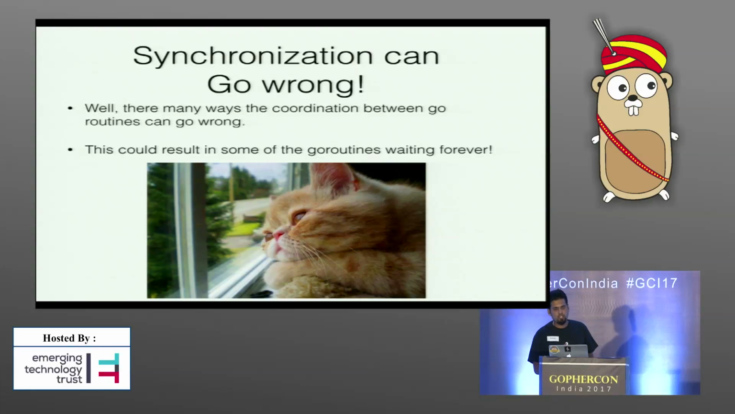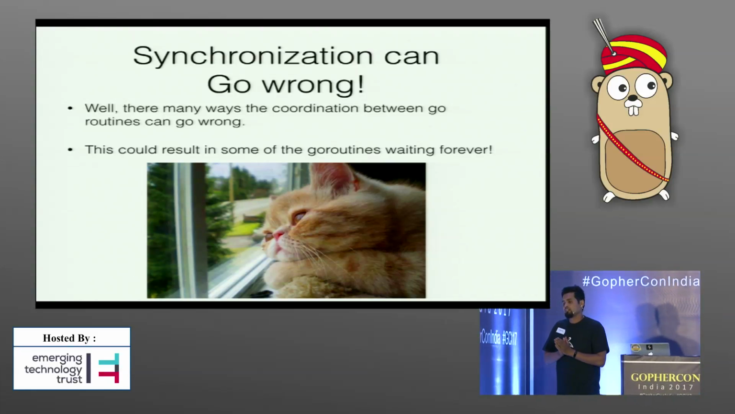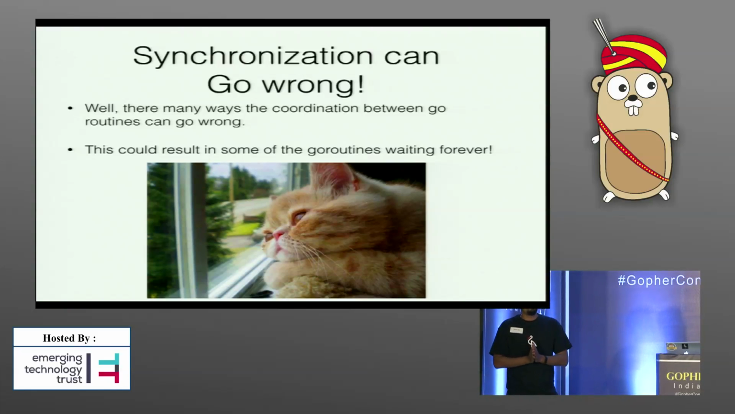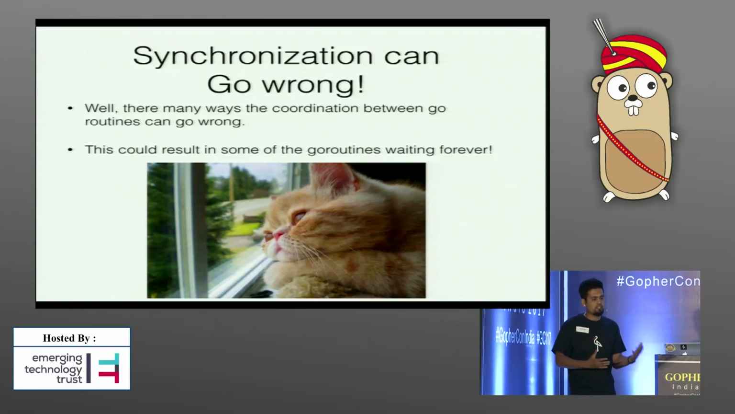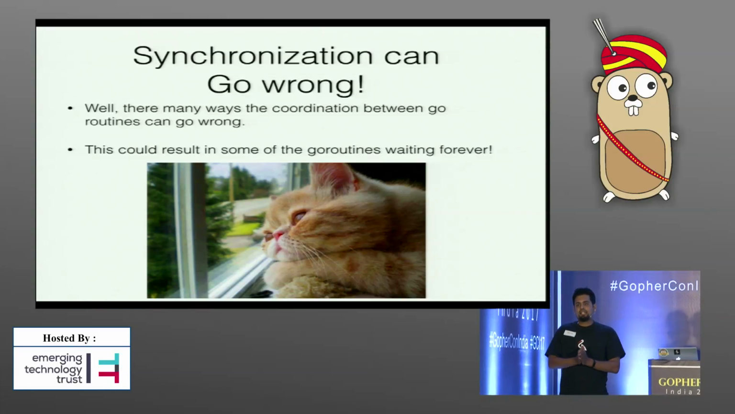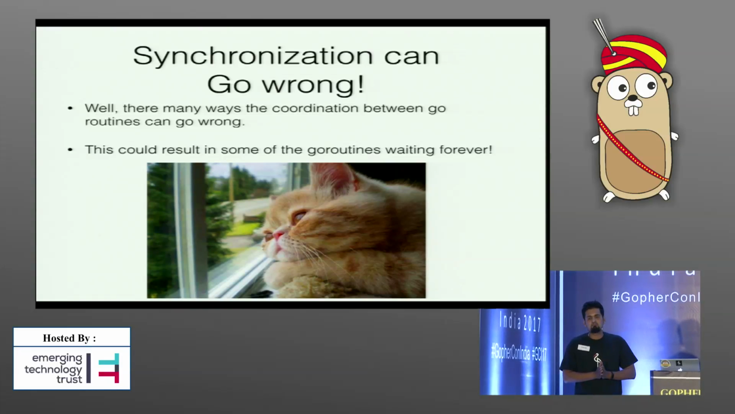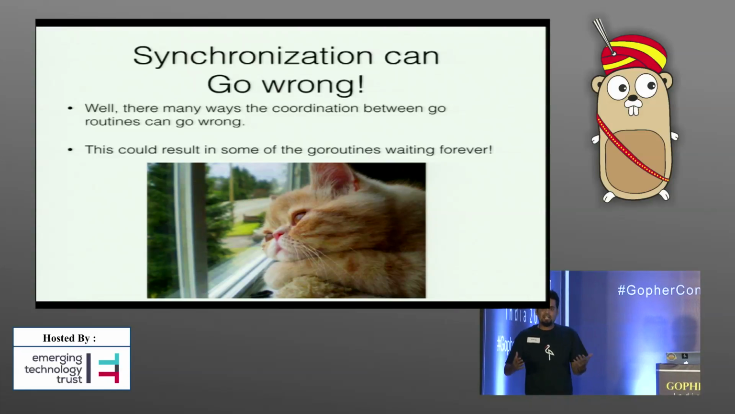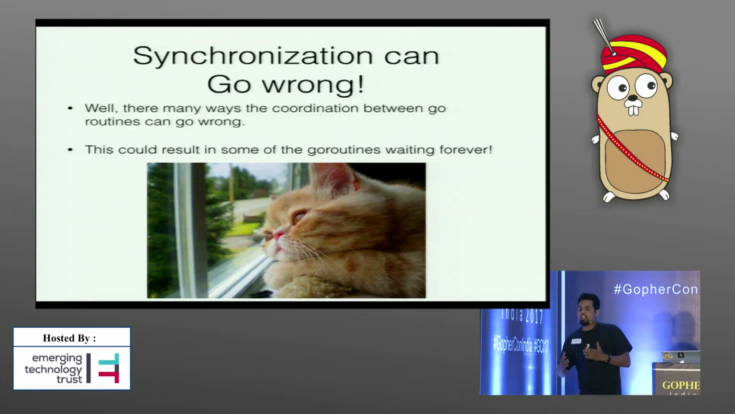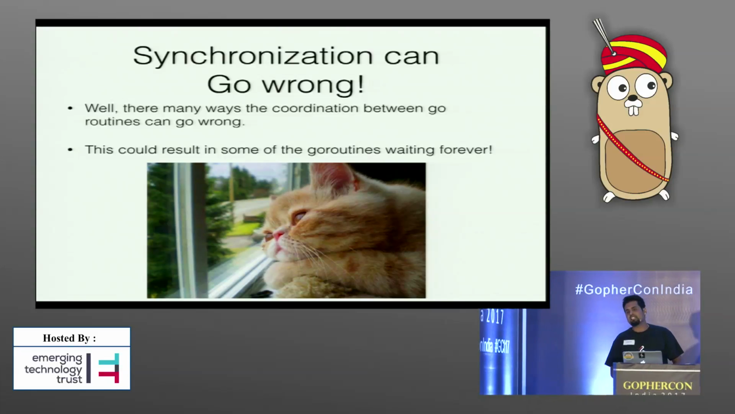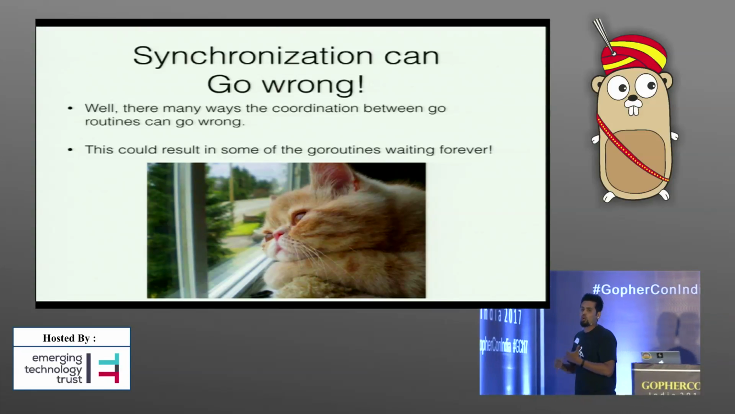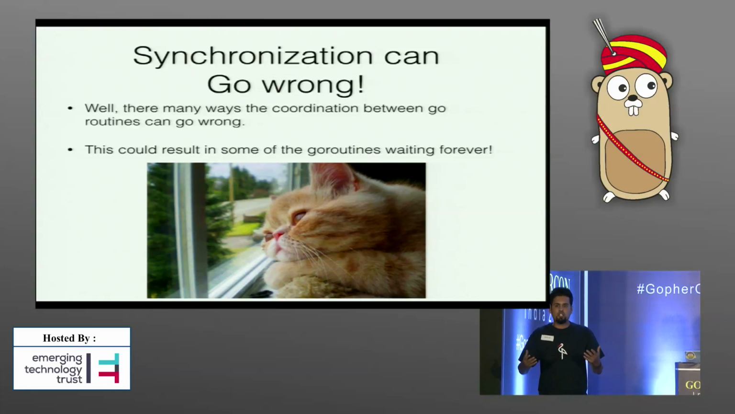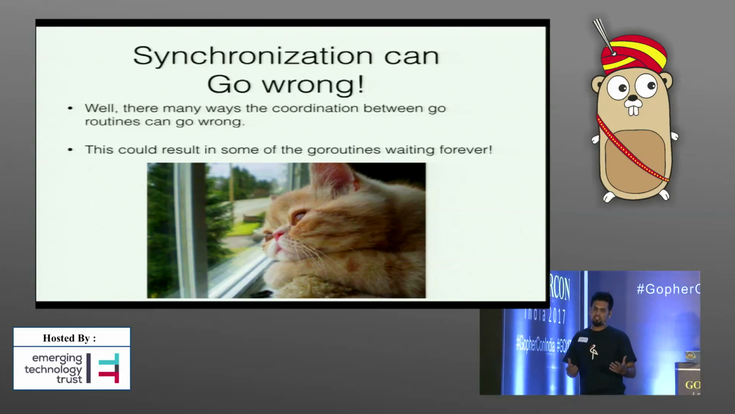Now, okay, this sounds good. Concurrent programming is easy in Go, and Go routines and channels are the primitives one needs to use in concurrent programming. And wait, there are instances where the synchronization can go wrong. Synchronization at times may not happen the way you expected it to. And this could result in some of these lightweight threads, some of these Go routines, being blocked, hung forever, because of wrong coordination and wrong synchronization.